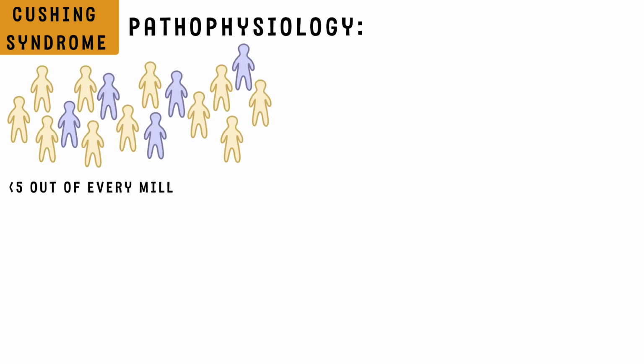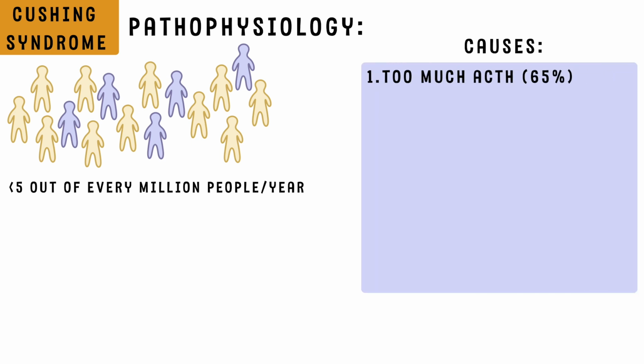Cushing syndrome doesn't happen often on its own. It affects less than 5 out of every million people each year. Causes of Cushing syndrome are usually subdivided into two groups. First of all, it's too much ACTH hormone in the body in 65% of cases. This can happen in two ways.